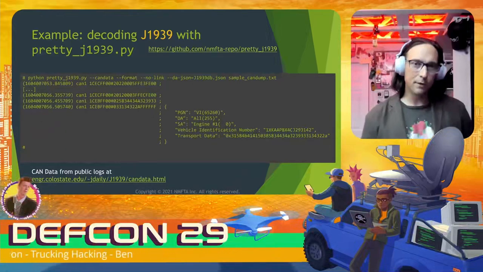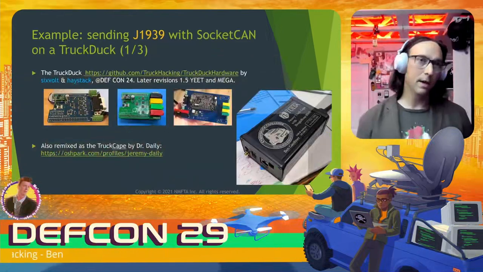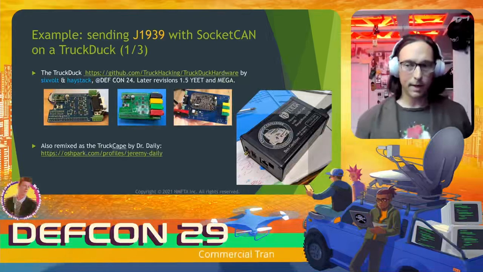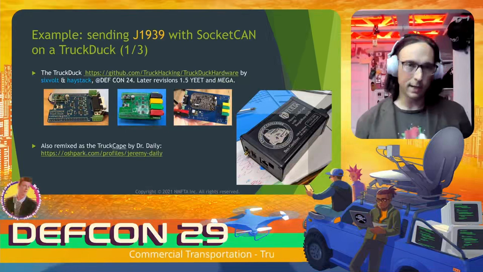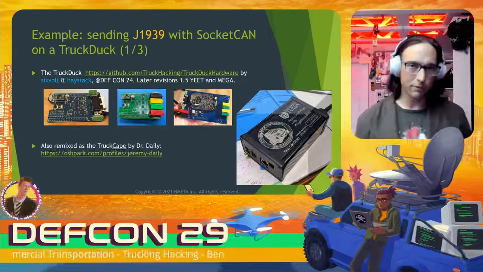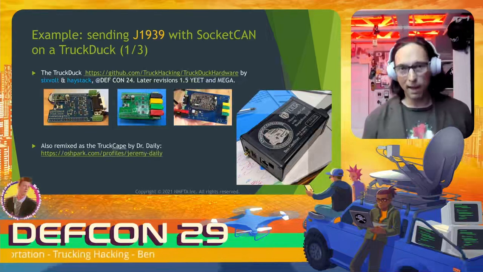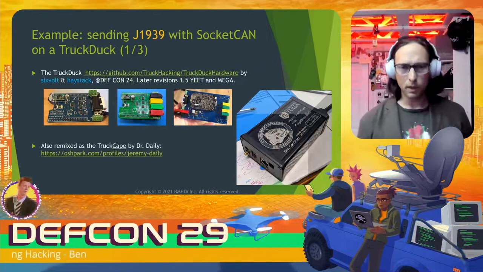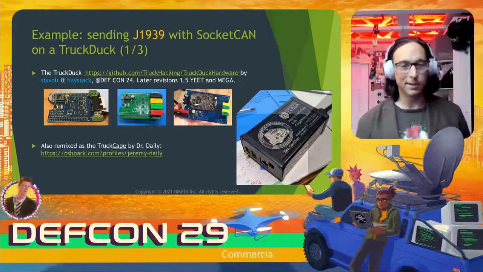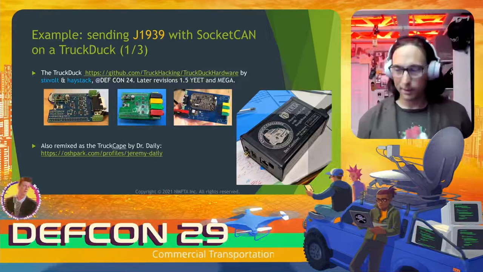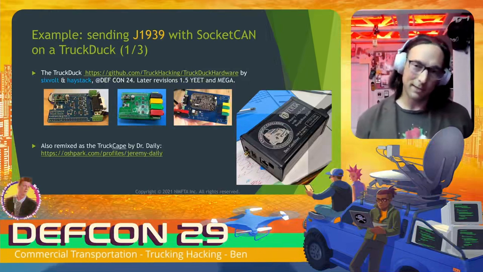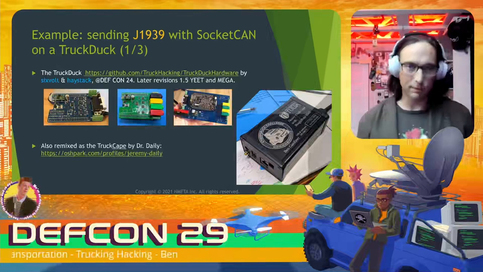What about sending J1939? You can do that using SocketCAN, and you can do SocketCAN on a Truck Duck. So the Truck Duck was introduced here at the Car Hacking Village in DEF CON 24 by 6 Volts and Haystack. It's the blue one pictured on the left. Since then, they've put together some more versions like the 1.5 Yeet, which is green, and that Mega Board, which is blue next to it. Also pictured here on the right is my Truck Cape, which is a Truck Duck remixed by Dr. Daly. And it's in my custom monogrammed laser case, which I'm very proud of. You can also see the SMA connector sticking out of it, which I use for J2497 research.